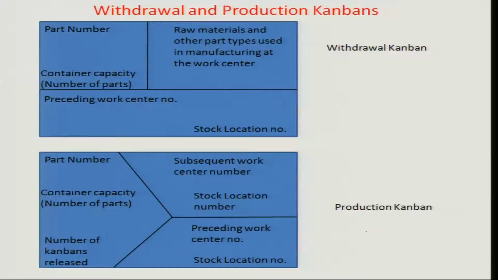Let's describe how a Kanban card really looks. This is how a withdrawal Kanban looks. You have raw materials and other part types used in manufacturing at the work center. You have the container capacity, which gives you the number of parts. There's a part number which describes what the part is, and it also describes the preceding work center number and the stock location number for the work center that this card has to go to.